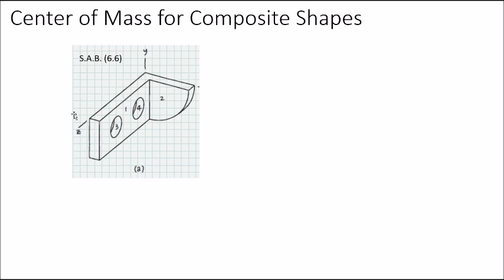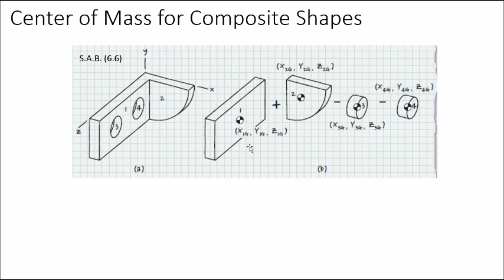What happens if we get an irregular shape, such as this shape in this diagram, figure A, from your text, SAB, in section 6.6? Taking the integral of this irregular shape will be quite painful. However, we can think of it as a composite of several shapes that we already have the centroids for. We have a rectangle, a quarter cylinder, and then a negative shape of a cylinder and another negative shape of a cylinder. Individually, we know the centroids of all of these shapes.